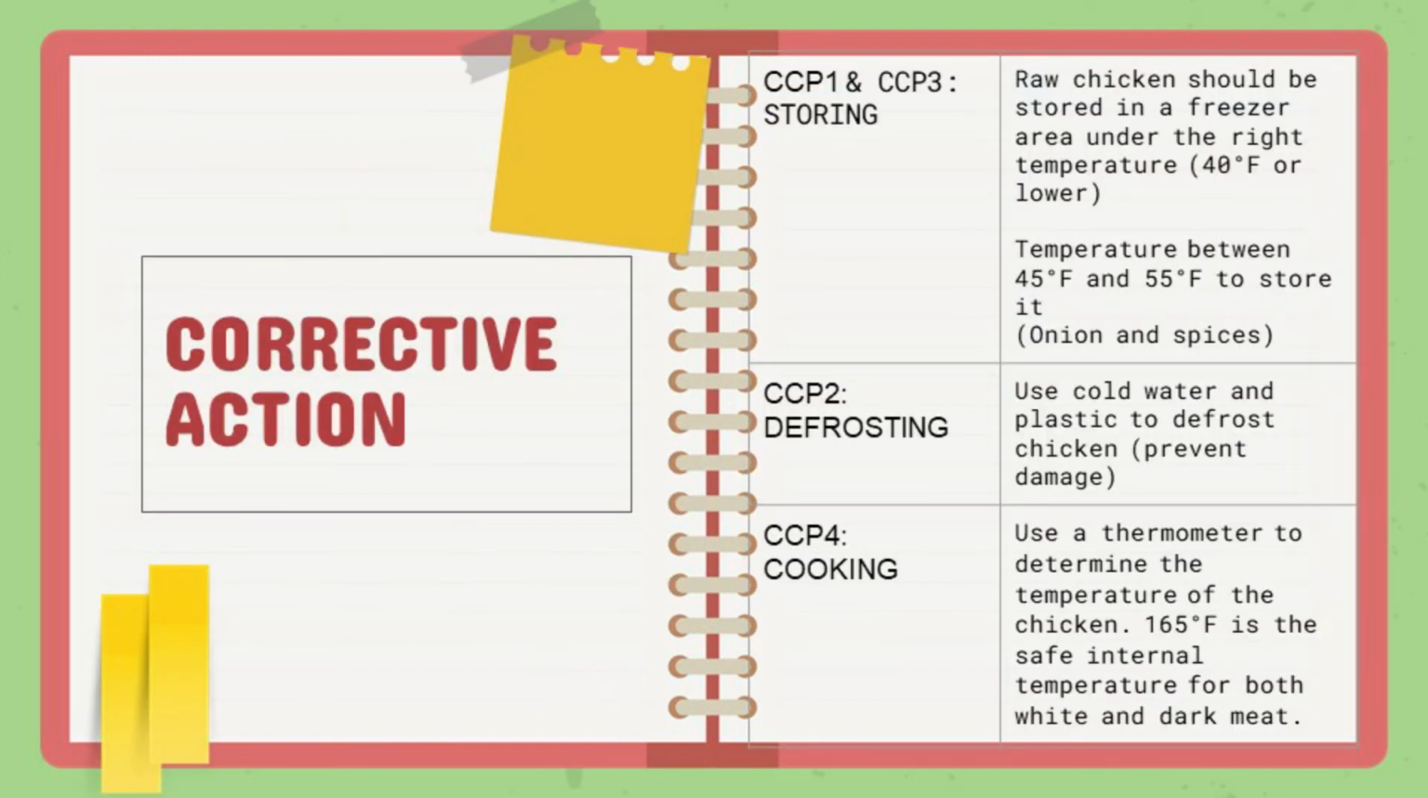The corrective action for CCP1 and CCP3 are the raw chicken should be stored in a freezer area under the right temperature such as 40 Fahrenheit or lower, while for the onion and spices, the temperature between 45 Fahrenheit and 55 Fahrenheit is suitable to store it. Next, for the defrosting, use cold water and plastic to defrost chicken in order to prevent the damage of meat. While the last one is cooking. Cooking can use a thermometer to determine the temperature of the chicken.